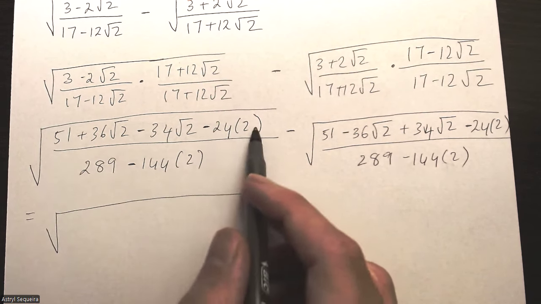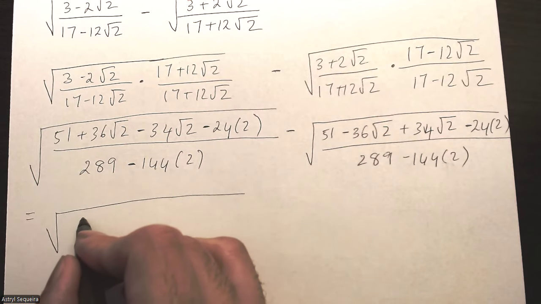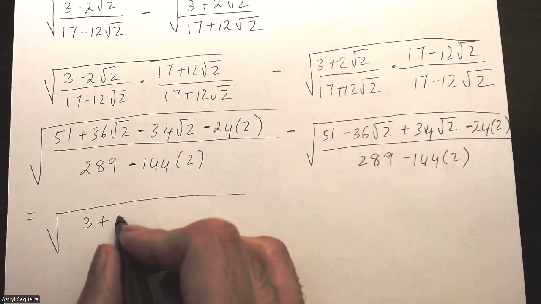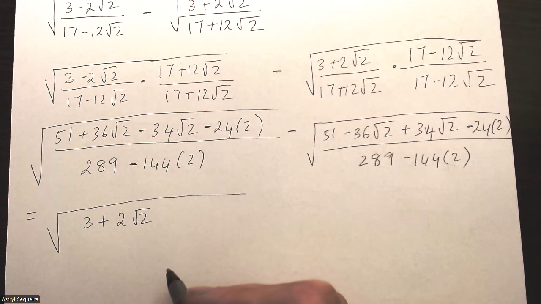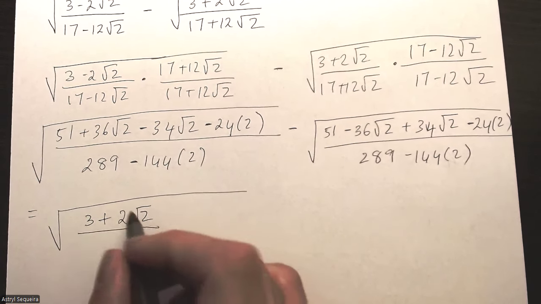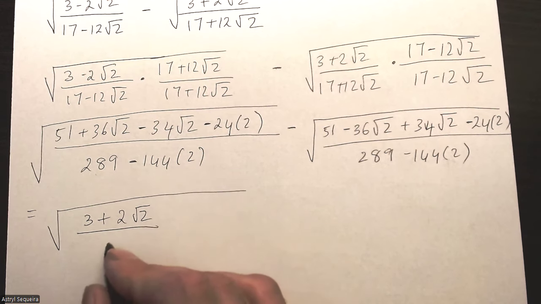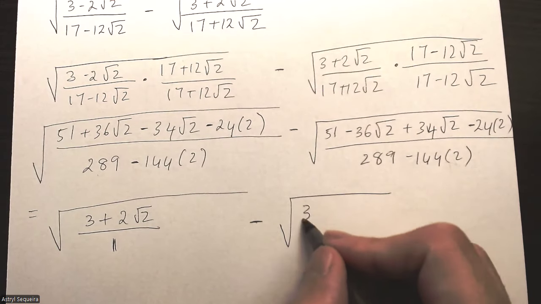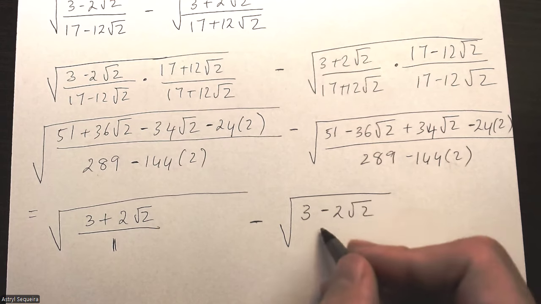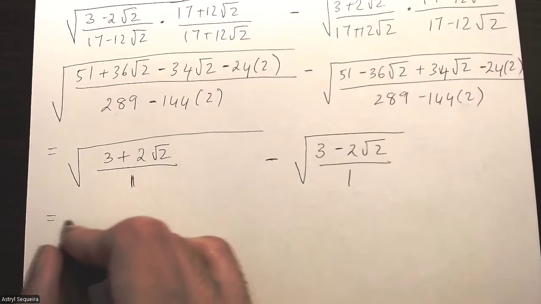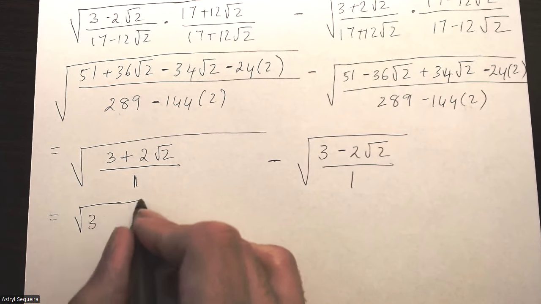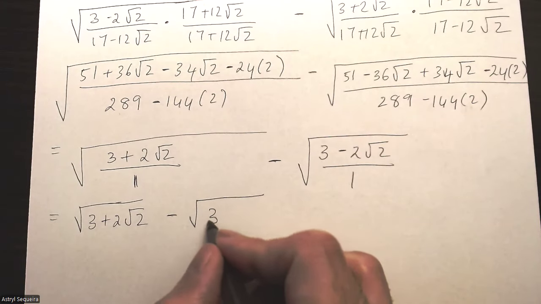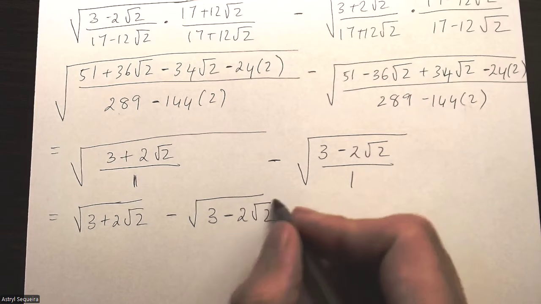Fifty-one minus 24 times 2. 24 times 2 is 48. 51 minus 48 is just 3. 3 plus 2 root 2 on the top. Bottom is just 289 minus 288, which is 1. Here on the top, again, I have 3 minus 2 root 2. Bottom, I have 1. I can just simplify this to square root of 3 plus 2 root 2 minus root of 3 minus 2 root 2.